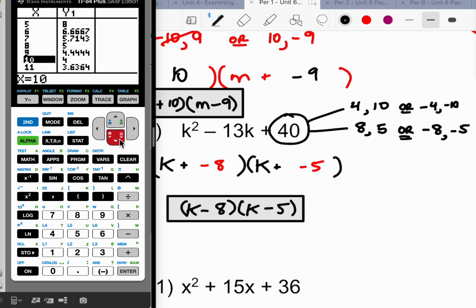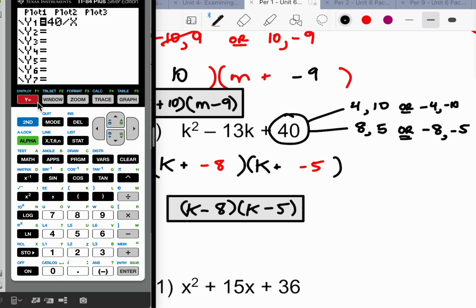How do I get to the table again? The upper right-hand corner is the graph key. So hit second, then that key, and it'll bring you to the table. It says there's an error. Interesting.